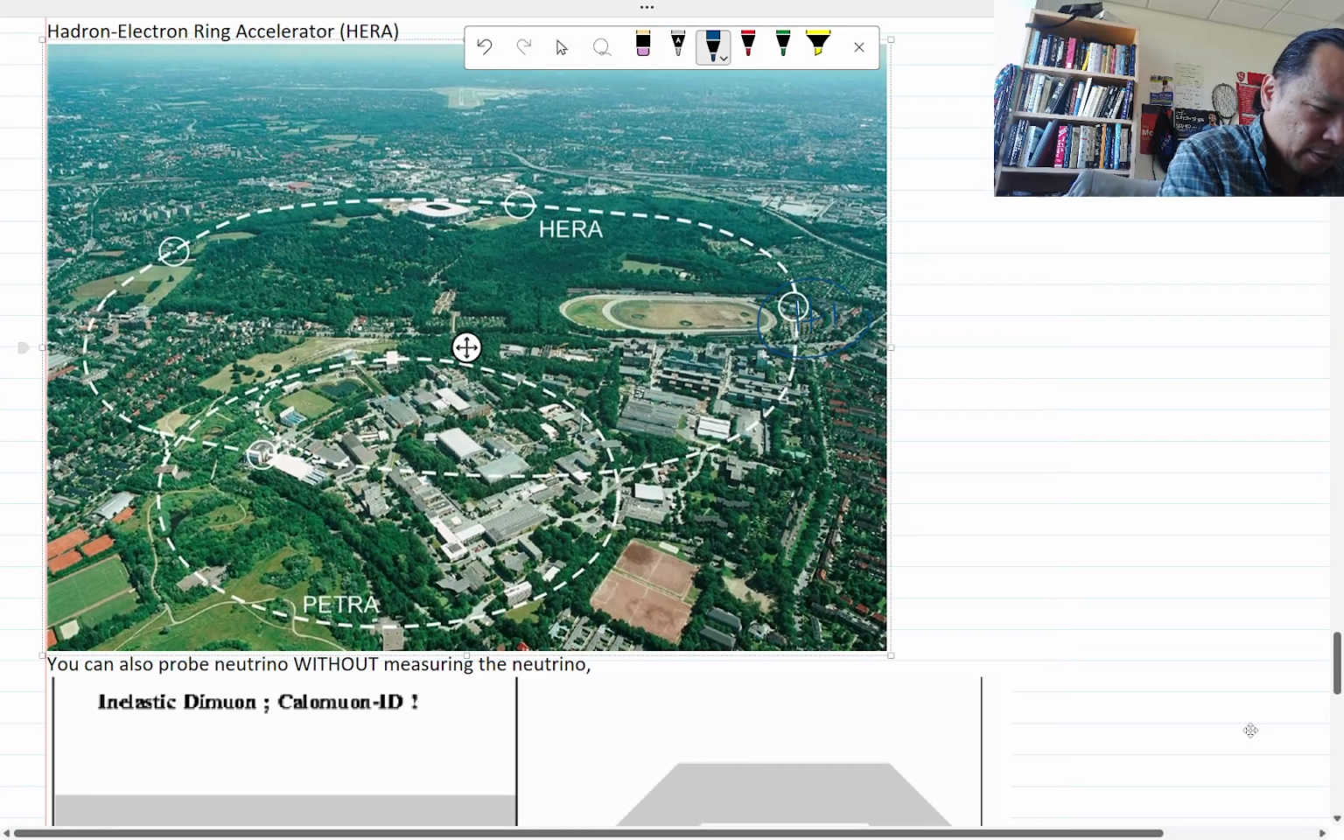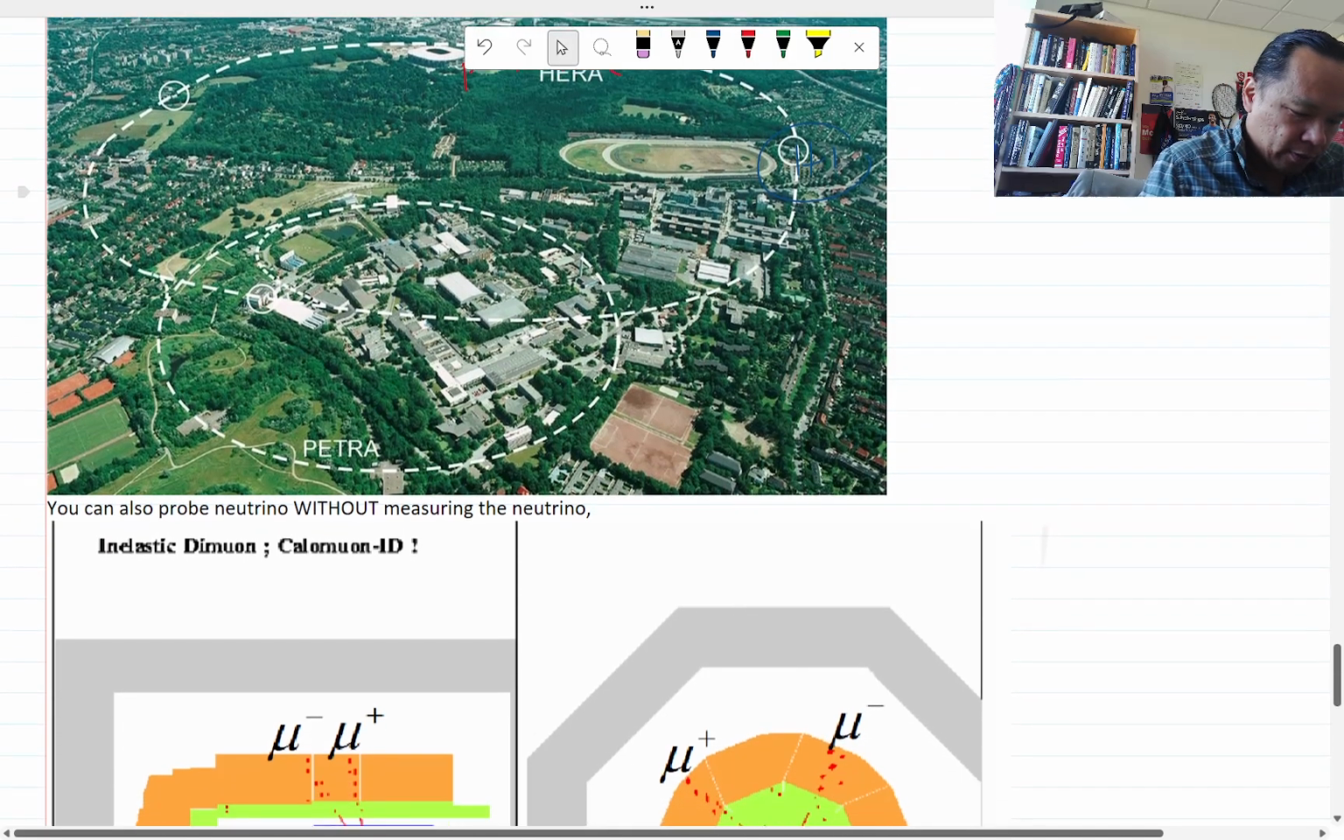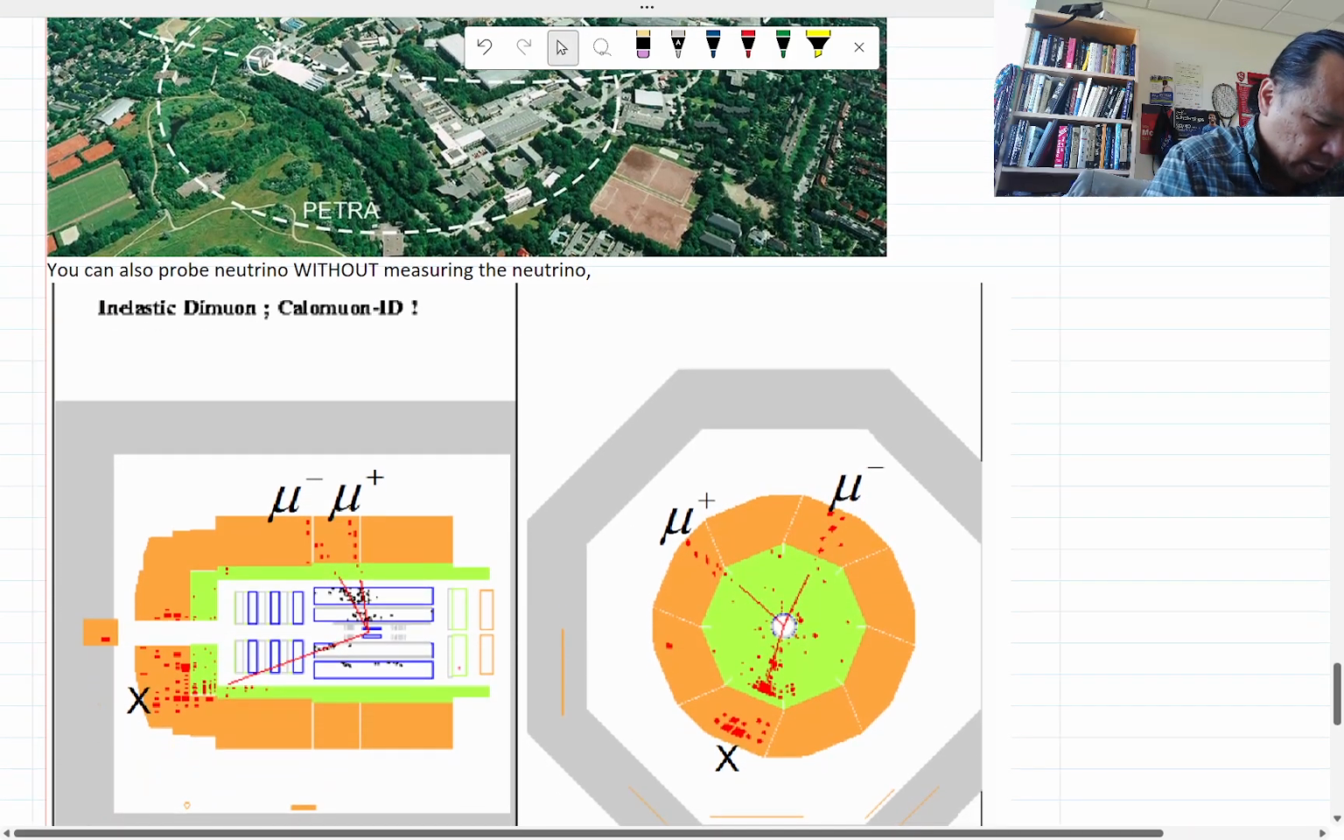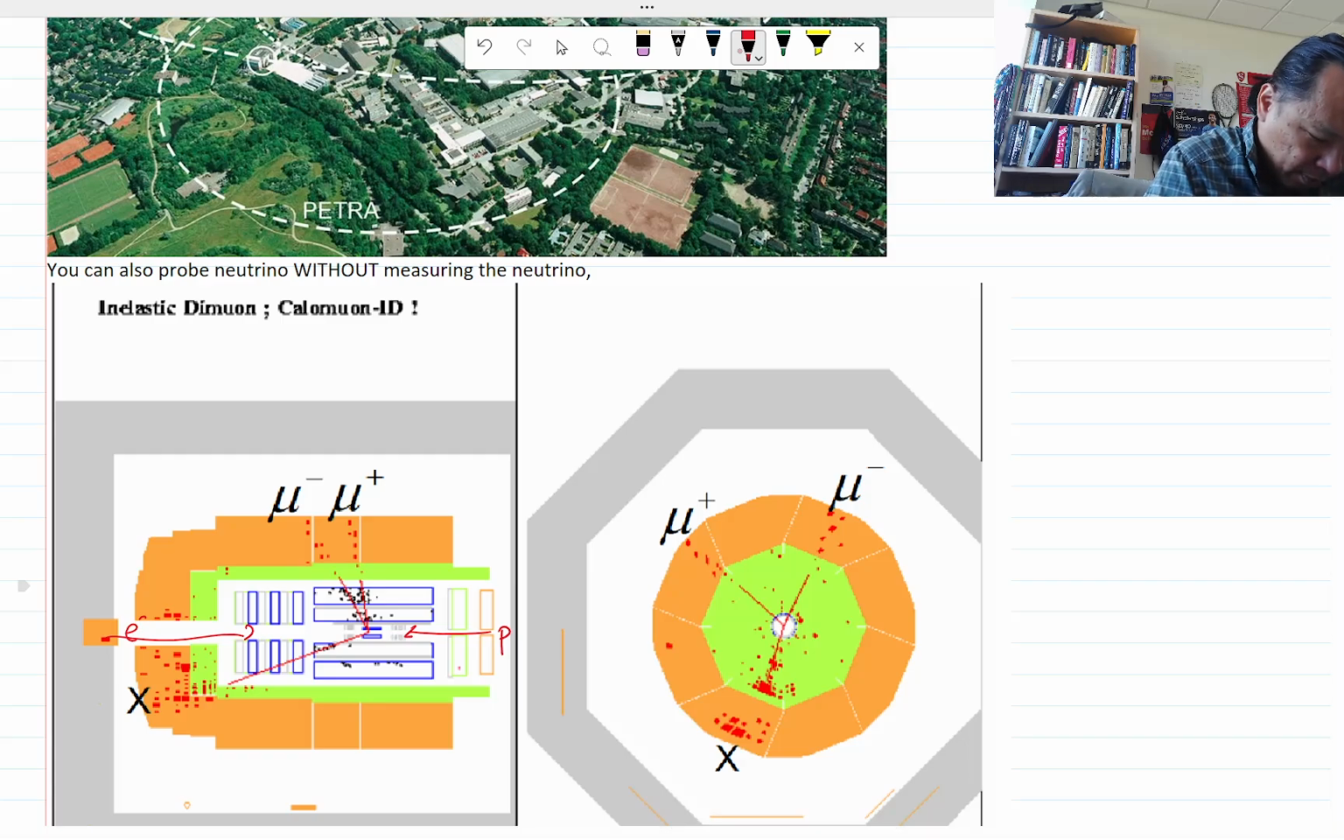You have a collider that's smashing, oops, let's do that in red, that's smashing electrons and protons together, right? And then when you smash them together, you measure what comes out. So in the H1 experiment, I think this will be the proton beam, this will be the electron beam. What happens is that you have a bunch of stuff coming out. So this is the hadronic stuff that comes out. And let's say this event made a mu plus, mu minus. Okay, right? So that doesn't tell you where the neutrino went, right? The neutrino really passes through the detector without being detected.